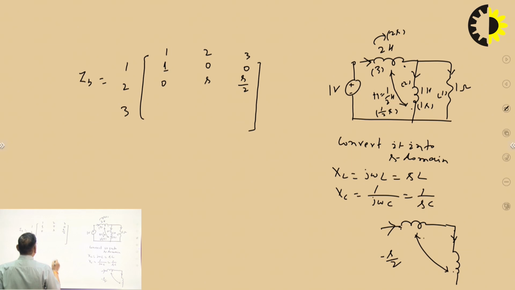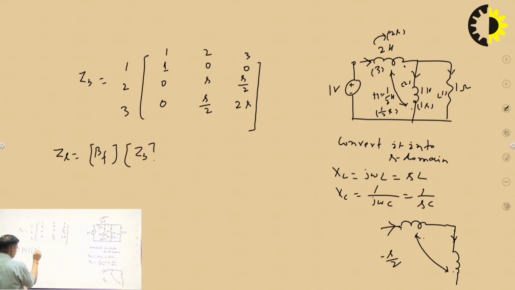So this way we can complete it. Now Z31: no coupling between 3 and 1. Z32: coupling is there, so it is S by 2. And the self impedance of branch 3 is 2S. This way we can complete the matrix. So now ZL is equal to the B matrix, ZB matrix and B transpose matrix. So I am just writing.